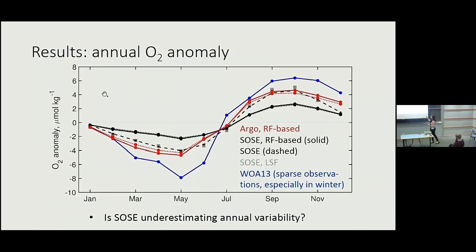Here we see that the dashed line, which is the model truth, and the gray dots that are basically an estimate from applying the least square fit, so the gridding part only of our method, to oxygen at the location of temperature and salinity, so we have that from the model. That part goes well. The two agree with each other. But then the RF-based estimate underestimates the signal, underestimates the annual anomaly.